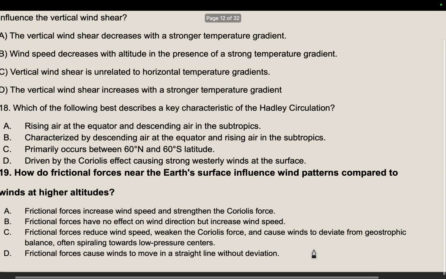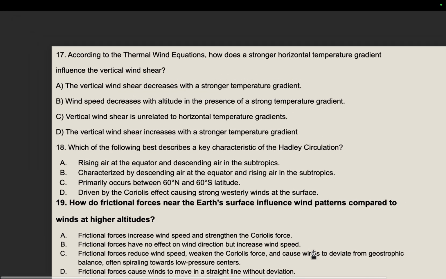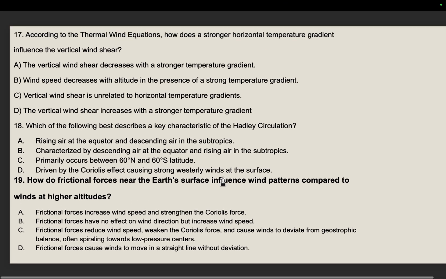15, the answer is A, D. Yes, this is okay.